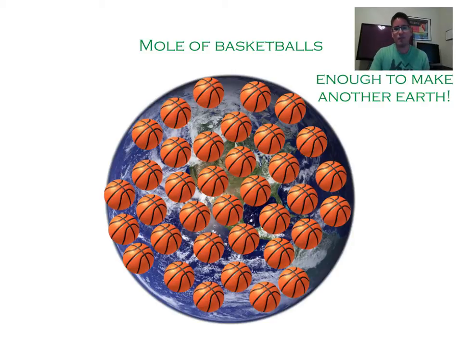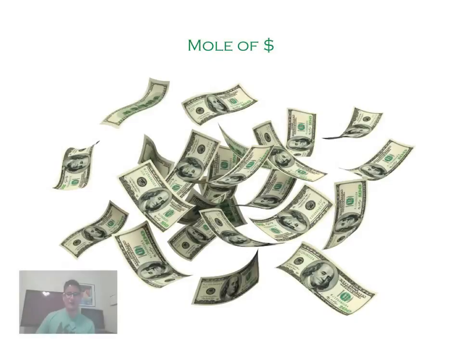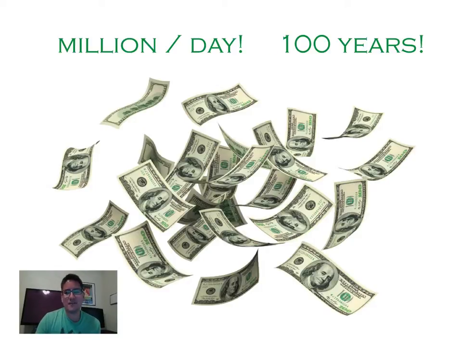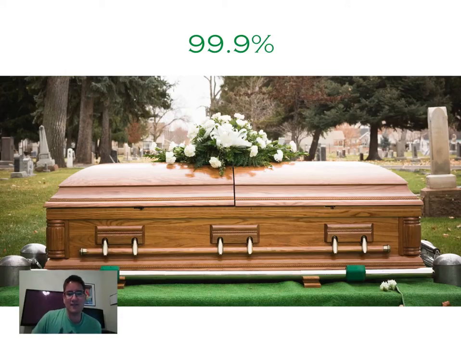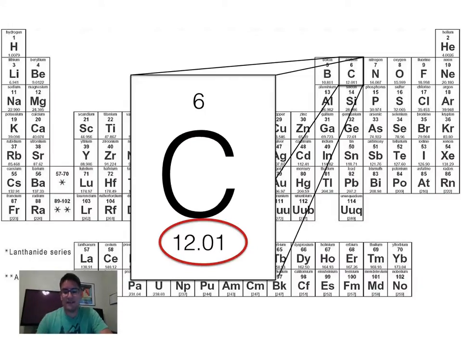Or if I were to have a mole of basketballs, that would be enough to make an entire new Earth. Crazy, huh? Well, here's one. A mole of dollars. If I gave you a mole of dollars and you spent $1 million a day for 100 years until you died, we would still have 99.9% of that money left over. So this is an enormous quantity, which again does not have much practical use for us other than in chemistry when we're dealing with tiny little things.